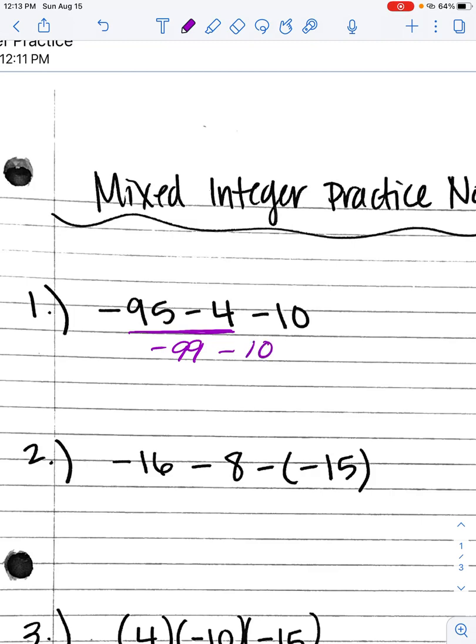Again, we have a negative 99 and a negative 10, same sign, find the sum. The sum would be 109, and your answer would be negative. So we have a negative 109.